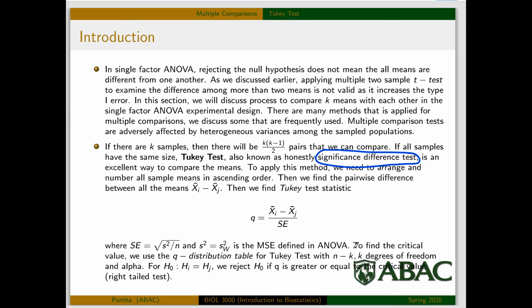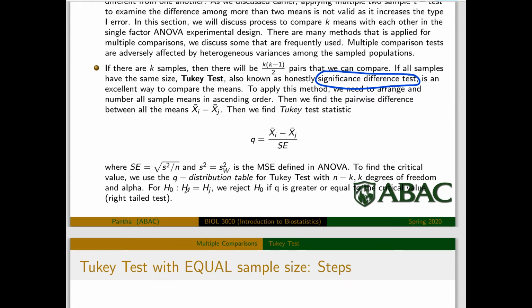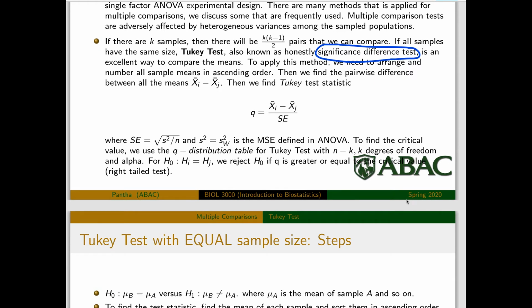It is a lot of work, but it is still doable by hand, and I will show you how to do it both by hand and in R. To find the critical value, we use the Q distribution table for the Tukey test with n minus k and k degrees of freedom and alpha. So for H0: mu_i equals mu_j, we reject H0 if Q is greater than or equal to the critical value. We also use the right tail test for the Tukey test.